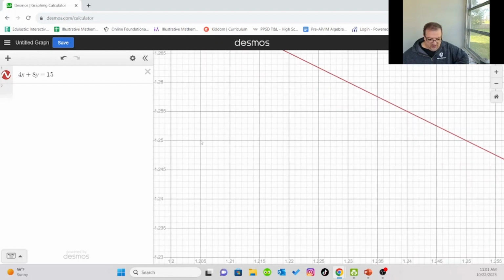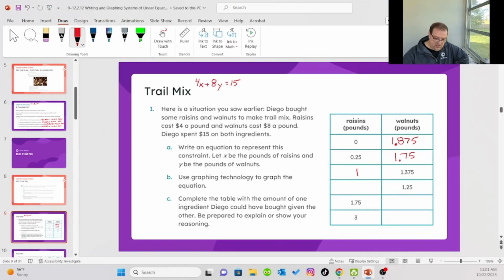Here's 1.25 on the y-axis. Go over until you hit the line right here. Go down to your x-axis, and you can see that your x value is also 1.25. So our answer here would be 1.25.